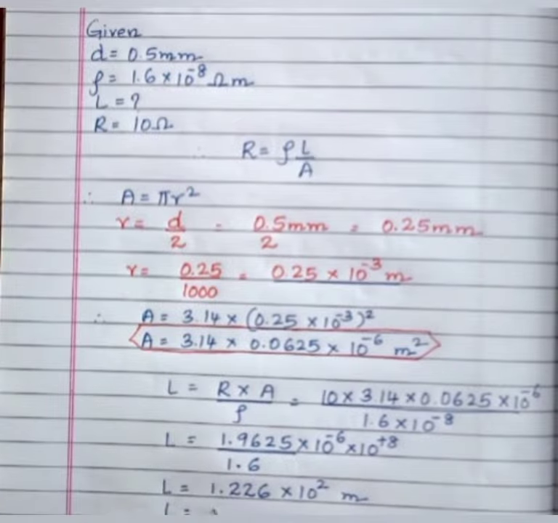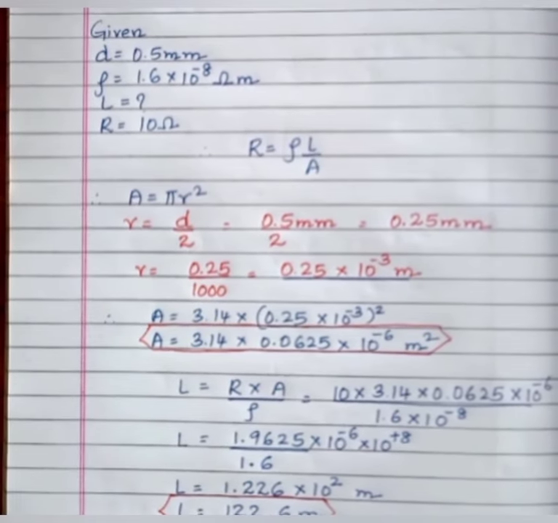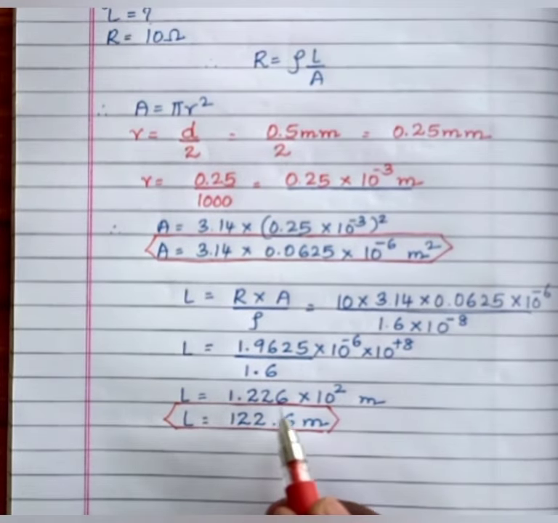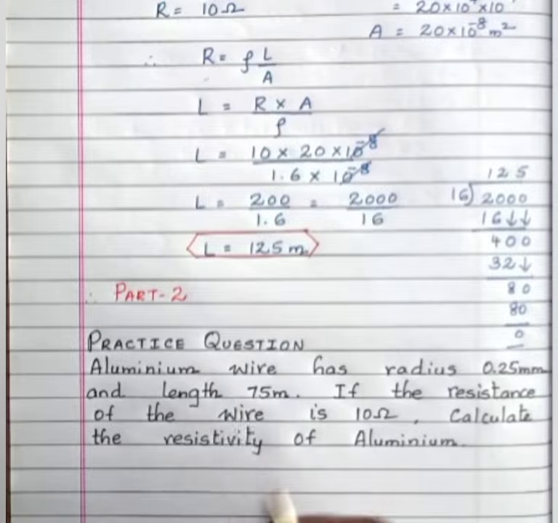Therefore, the length L equals 1.226 into 10 power 2. 10 power 2 is nothing but 100. Multiply 1.226 into 100, we get 122.6 meters. Therefore, the length of the copper wire is 122.6 meters. Again, you should be very careful when you are multiplying and dividing, including decimal points. Therefore, the length of the copper wire required is 122.6 meters.